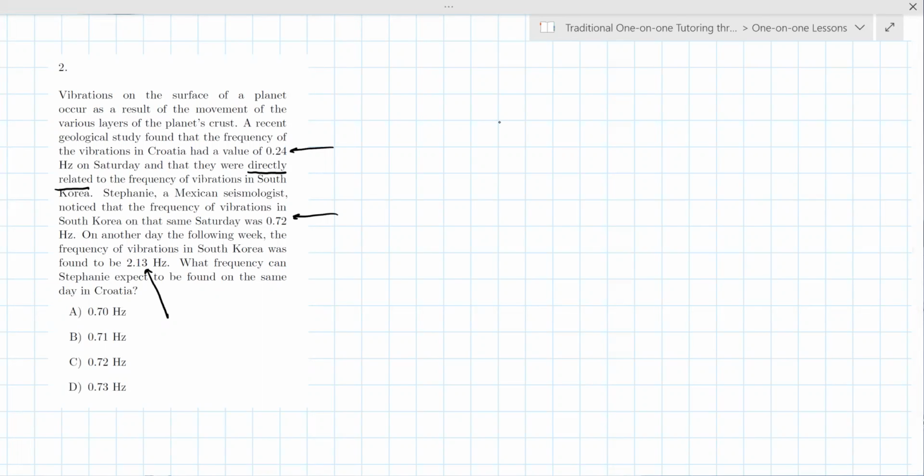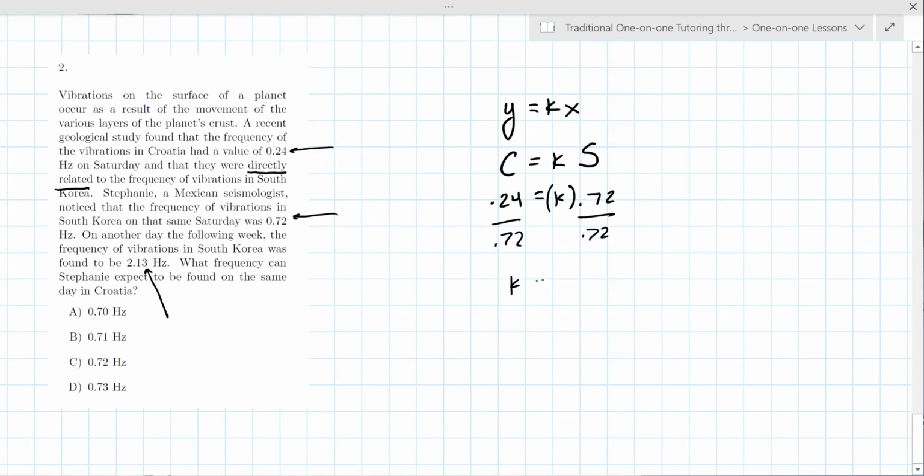But if I tell you y equals kx, well, you already know that. Well, we got to figure out what is y and what is x. So it says that Croatia is directly related to the frequencies in South Korea. So we'll use S for South Korea. And so they give you Croatia and they give you South Korea. So can you solve for K in this example? Oh, okay. So I did it right in the first half. Good. That's great. What did you get for K?